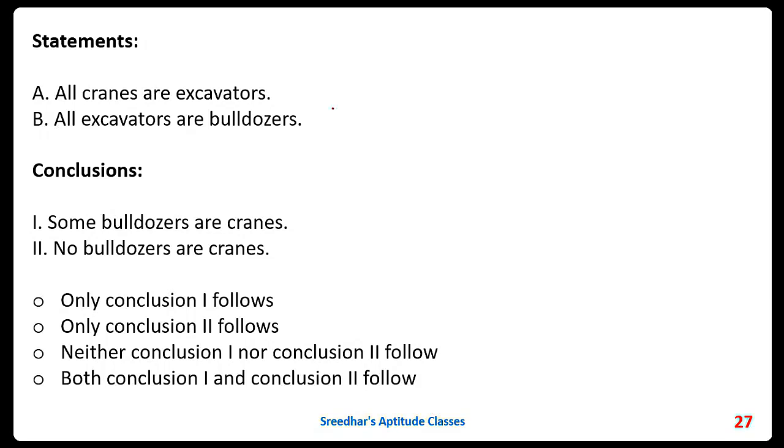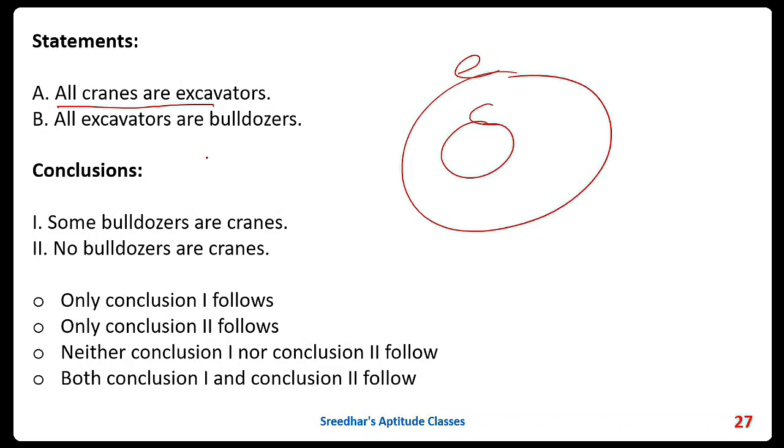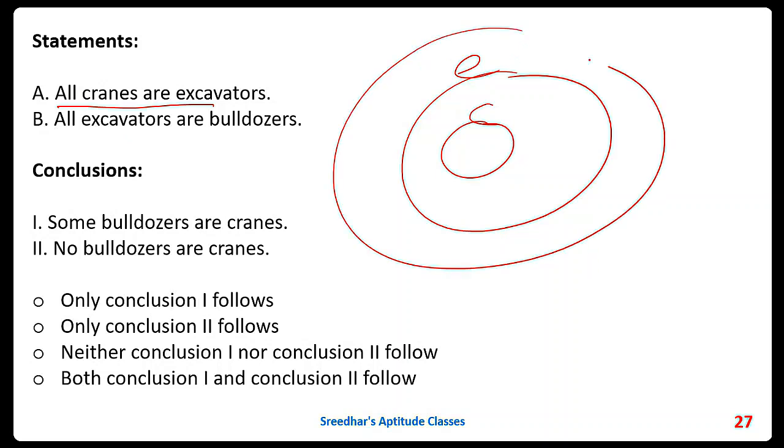Here is the solution. All cranes are excavators. All excavators are bulldozers. Okay, first conclusion: some bulldozers are cranes. Absolutely true. No bulldozers are cranes. Absolutely false. Therefore, answer option A, only conclusion one follows. Quite a simple question, right? You're lucky to get these kinds of questions.